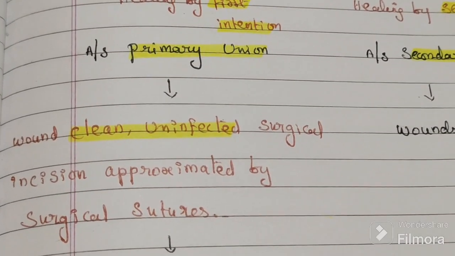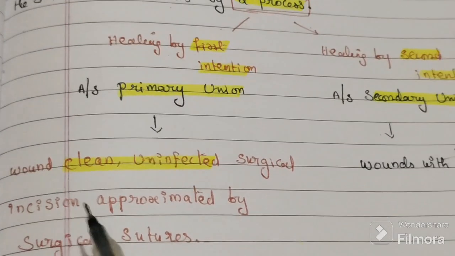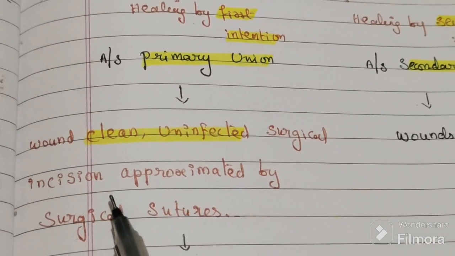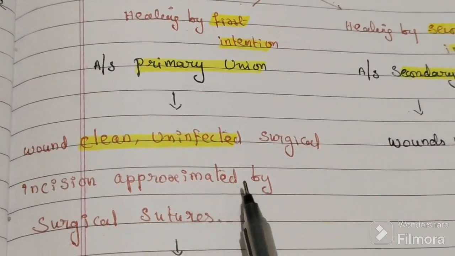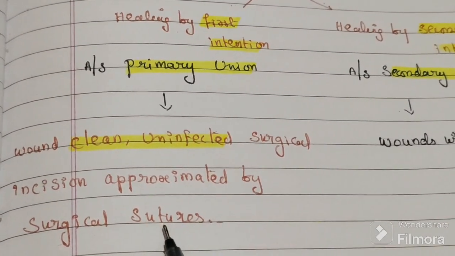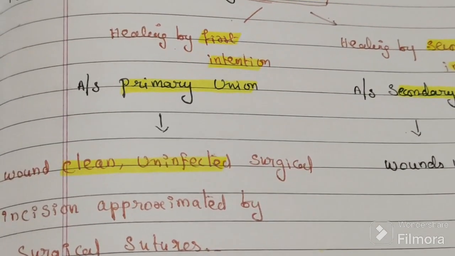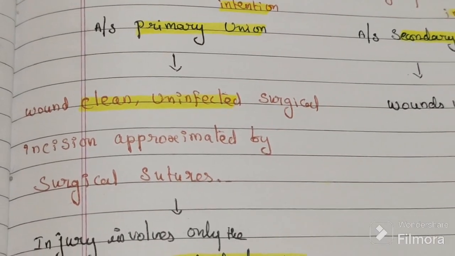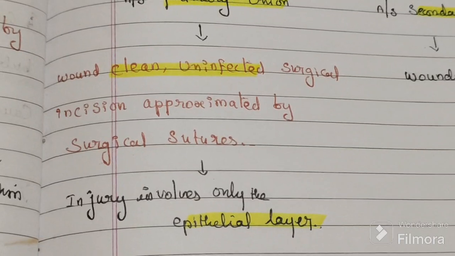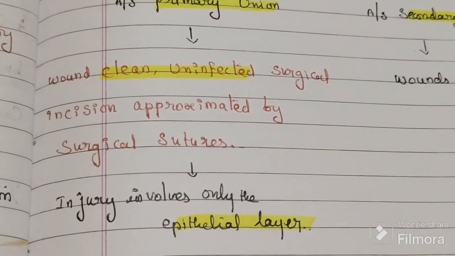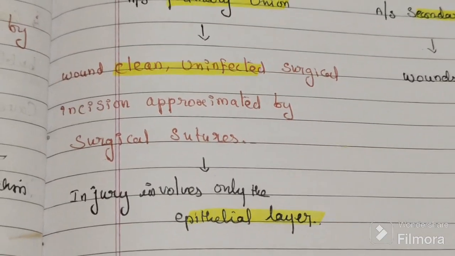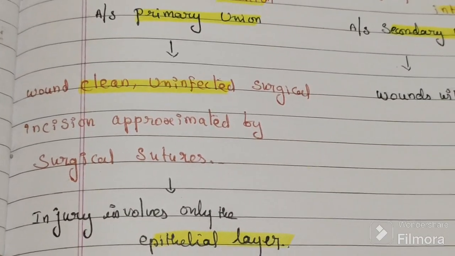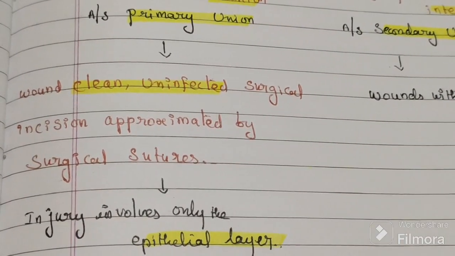if the wound is clean, uninfected, a surgical incision approximated by surgical suture, it is referred to as healing by primary intention. So the injury involves only the epithelial layer. Here the wound becomes a clean and uninfected surgical wound.